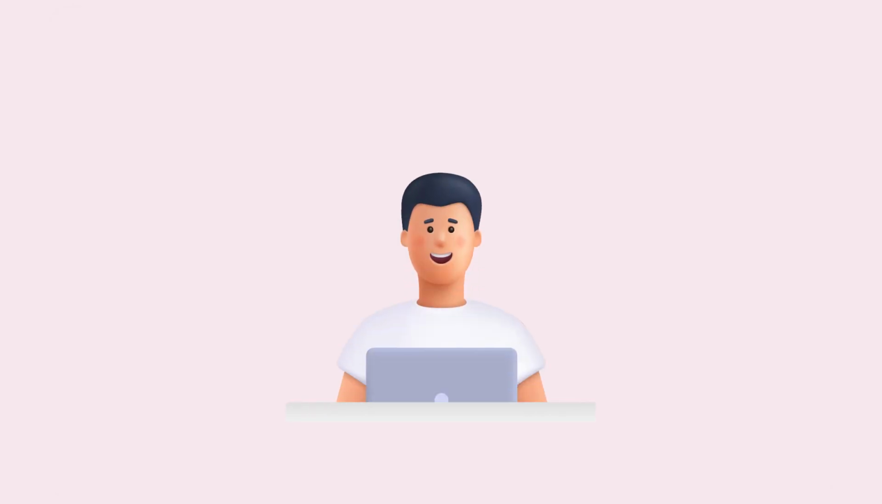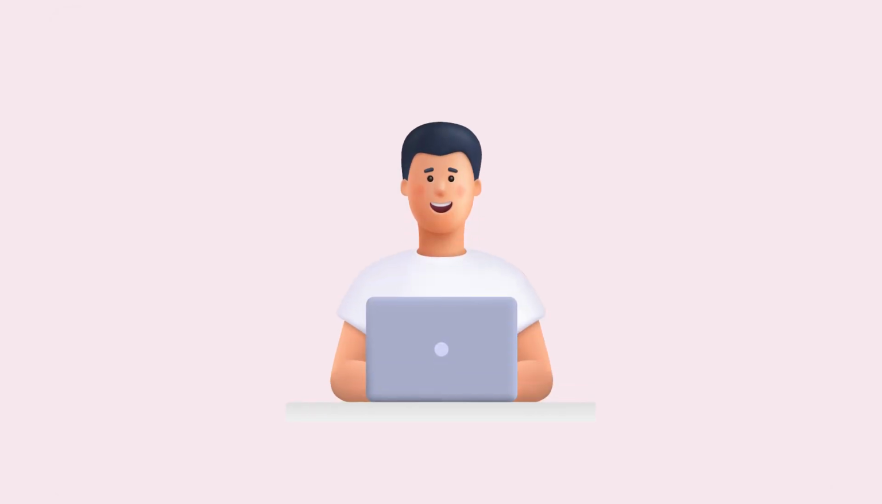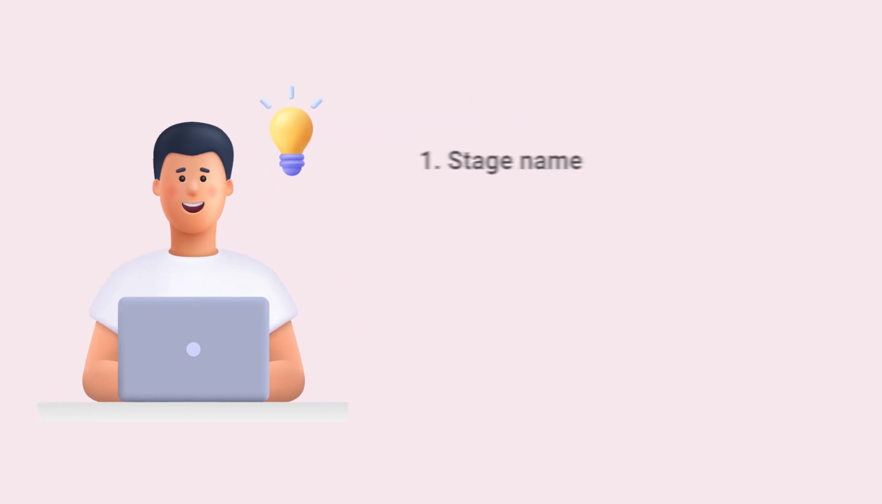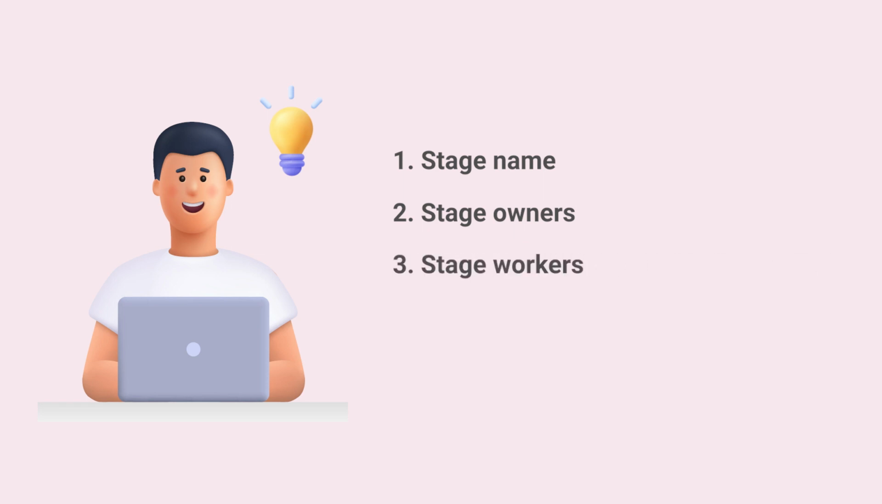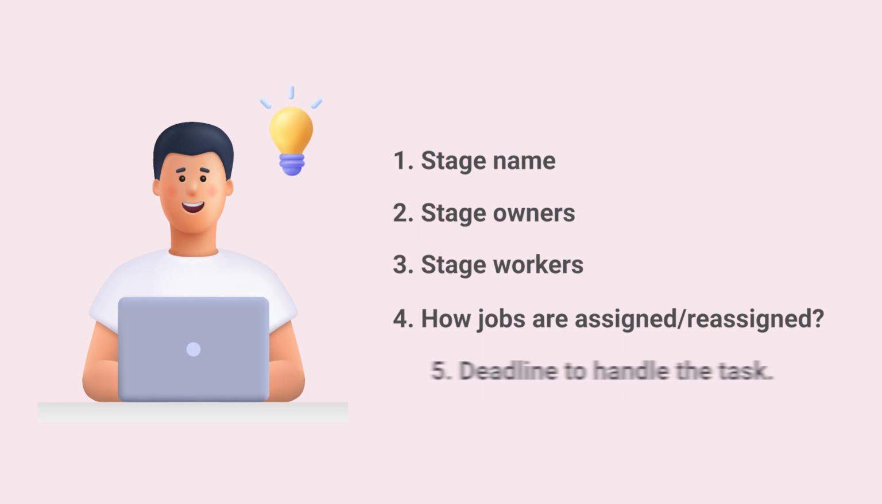In summary, when setting up one stage in the workflow, you need to pay attention to the following information. First, stage name. Second, stage owners. Third, stage workers. Fourth, how the jobs are assigned or reassigned. And the last is the deadline to handle the task.